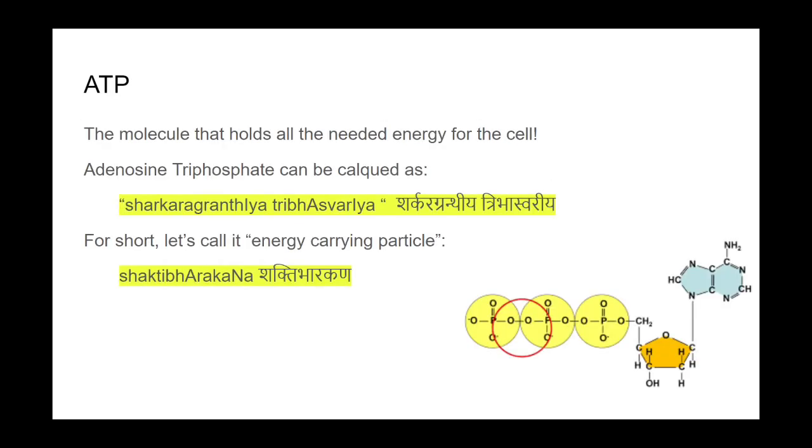ATP, the energy currency of the cell, literally adenosine triphosphate, which is an adenine plus a sugar plus three phosphates. So Sharkara Grantiya Tribhaswariya. So the first half means sugar adenine, and the last one means three phosphates. For short, let's just call it energy carrying particle, so it's not a mouthful to say. Shakti Bharakana.